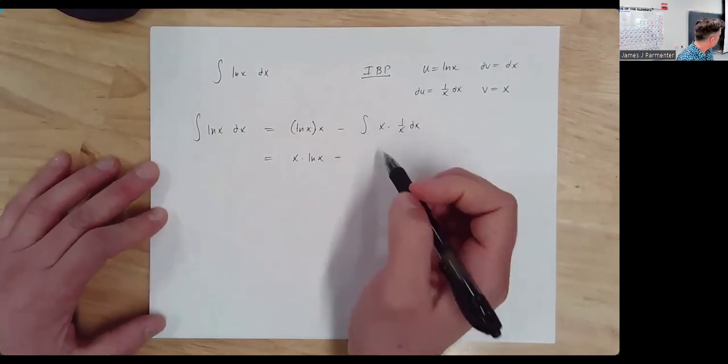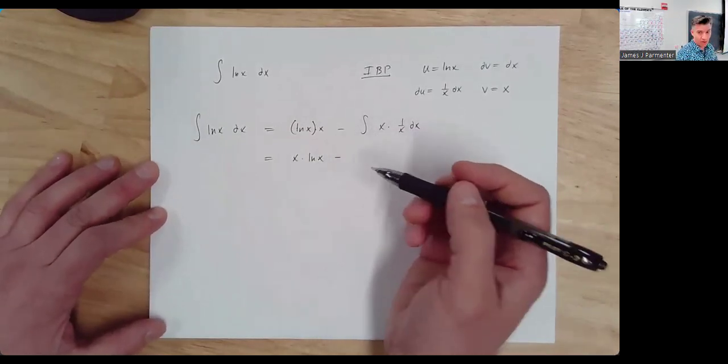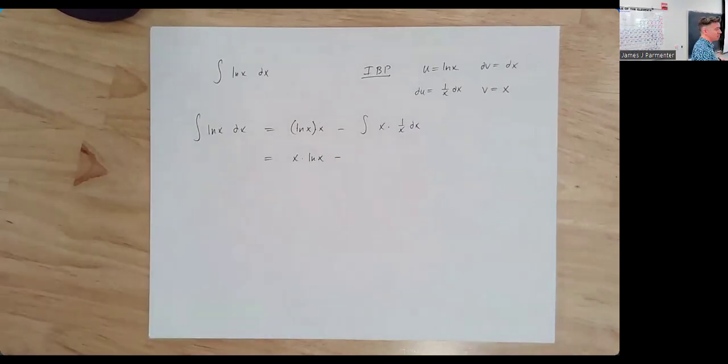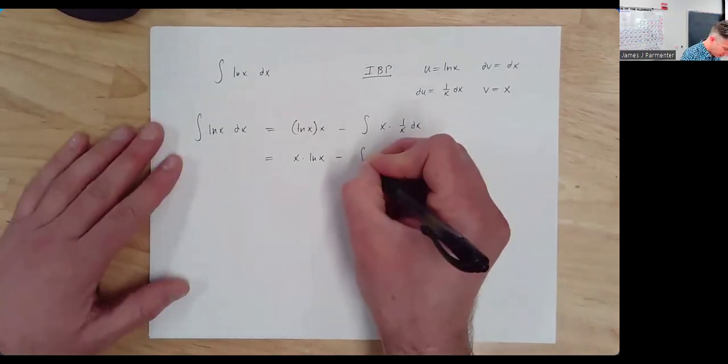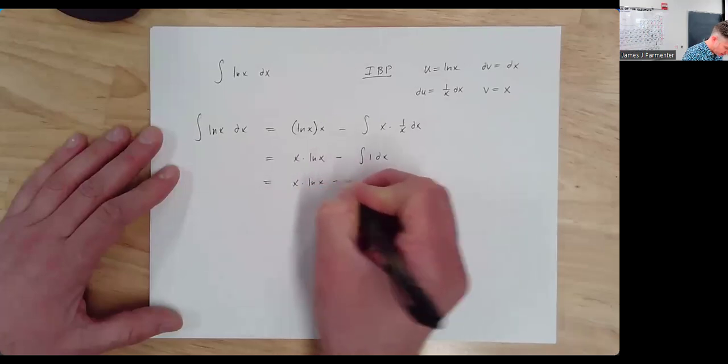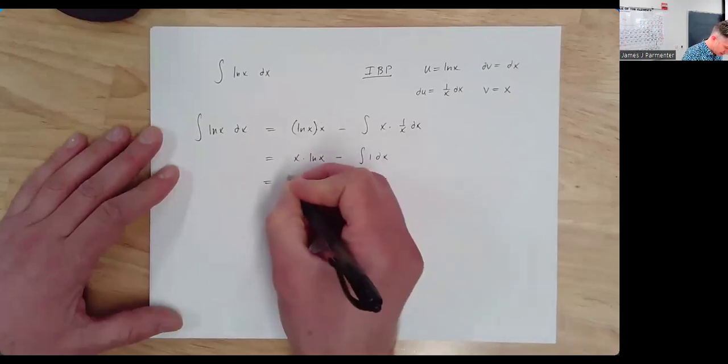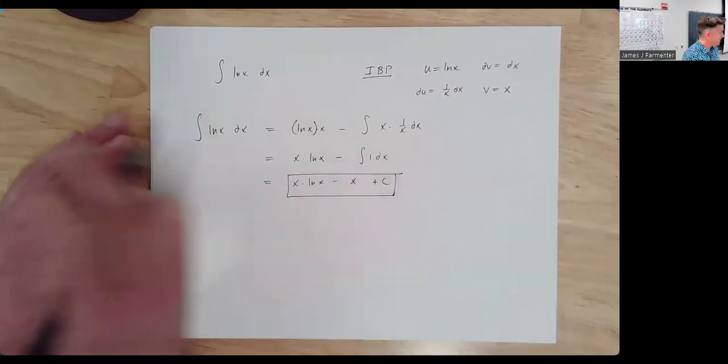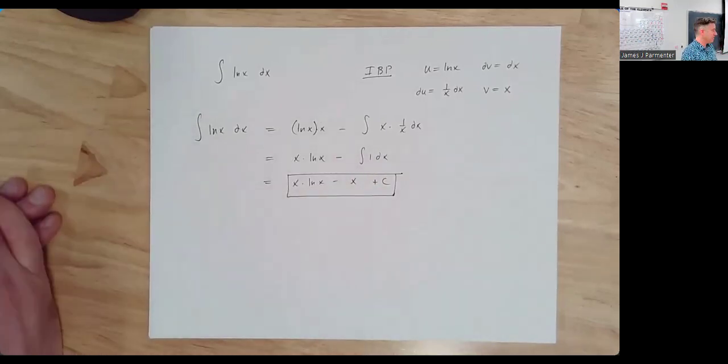And whenever you're doing this integration by parts kind of process, the whole point is that the new integral should be easier. And x times 1 over x, if you multiply those together, is just 1. And the integral of 1 is about as easy as it gets. The integral of 1 is just x. So there's our answer. The antiderivative of the natural log of x is just x times natural log of x minus x plus c.